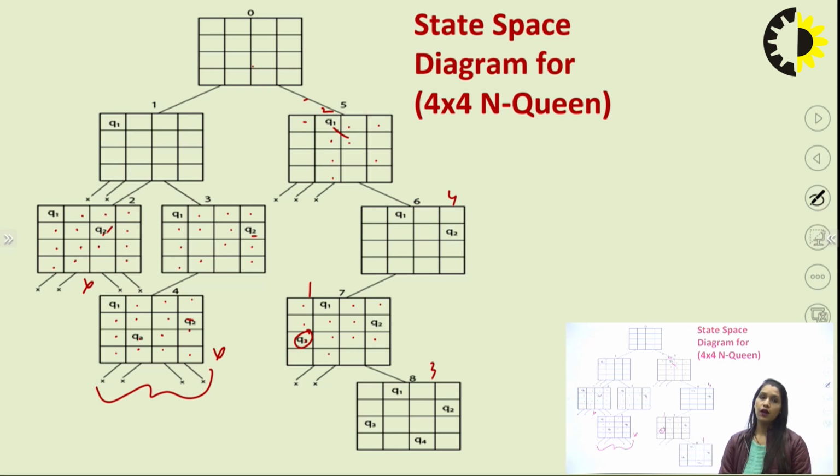Similarly, you have to draw the state space diagram for the next solution, which is 3, 1, 4, 2, the reverse order of this solution, right? So this is very easy to understand and very simple to solve, the 4 by 4 N queen problem, and this is a very frequently asked question in your AKTU exam.